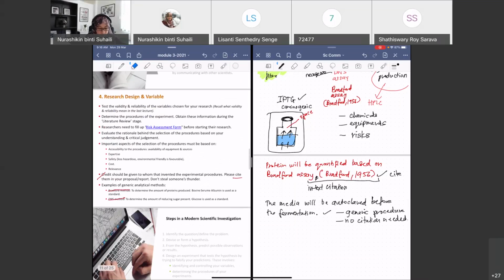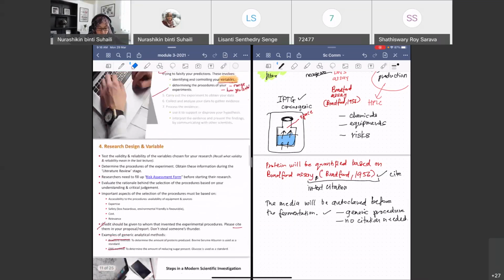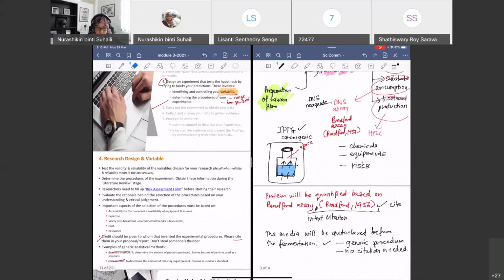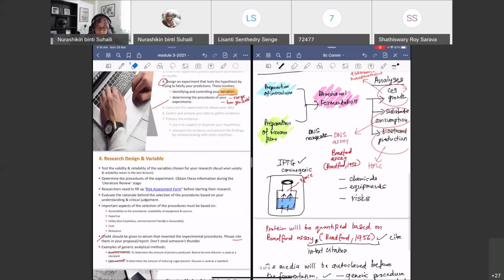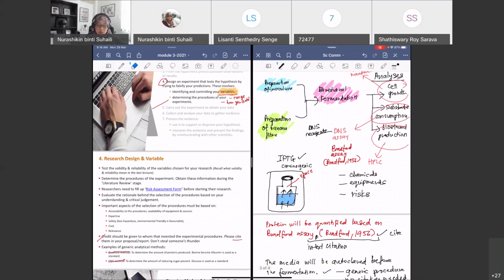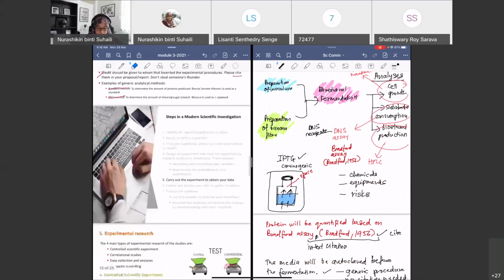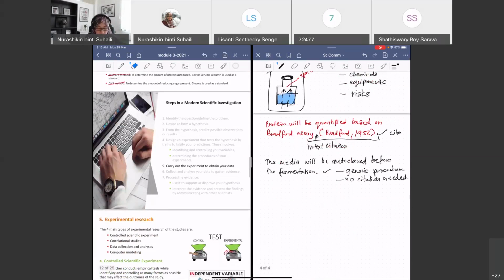Okay, so that's all about the research design and variables. Basically you have to identify your variables, you have to know the procedure, and also you have to know the risk of your procedure. Okay, let's move to the fifth step. Carry out the experiment to obtain your data.